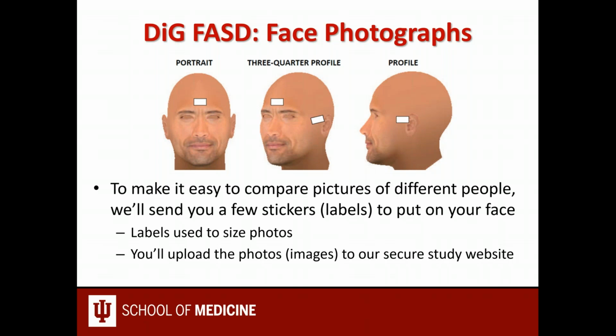Now, as you're looking at this picture, you might be wondering, what are those white rectangles on there? Well, those are actually stickers or labels that we send you. And you might wonder, why would I have to have that? Why would you give me those, and why would I put those on my face?